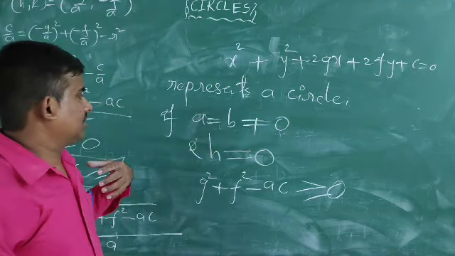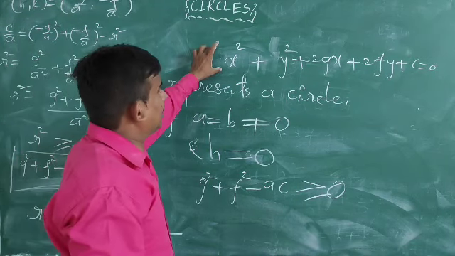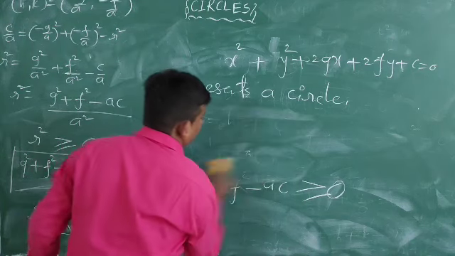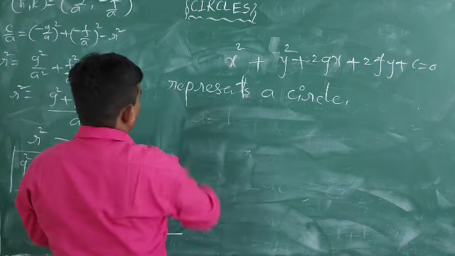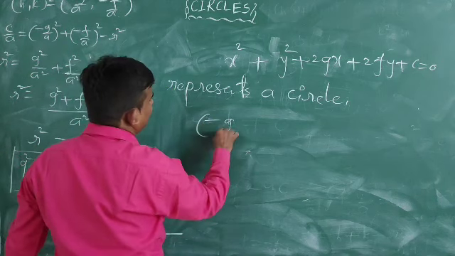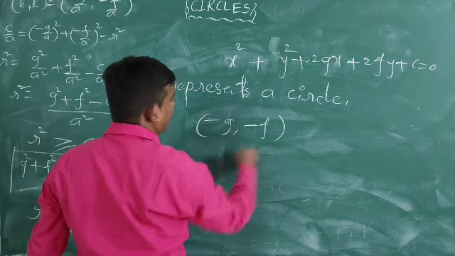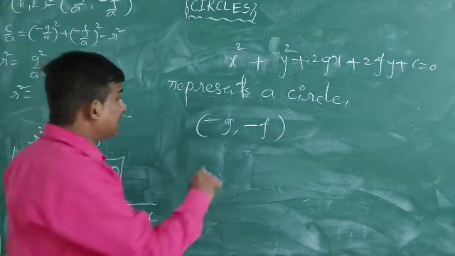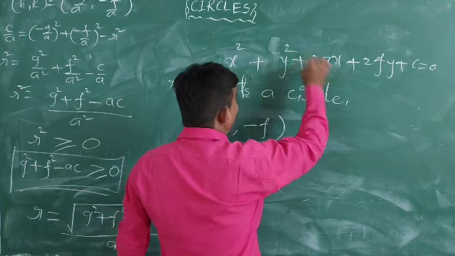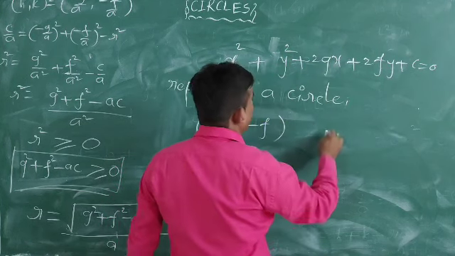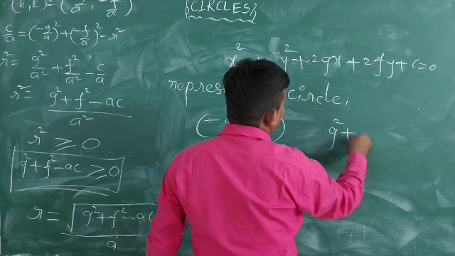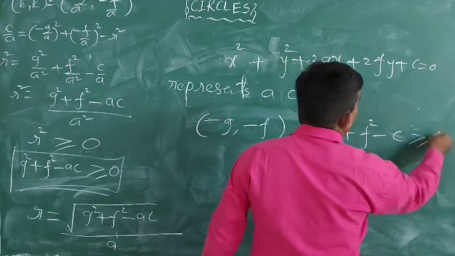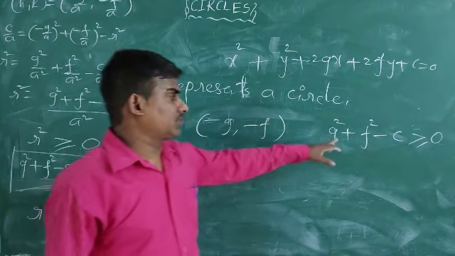Then what are our conditions? Then it is a circle, with the center minus g and minus f. Just remember, the center is minus g, minus f, and it represents a circle. Our main condition is g square plus f square minus c must be greater than or equal to 0. The first condition is this one.